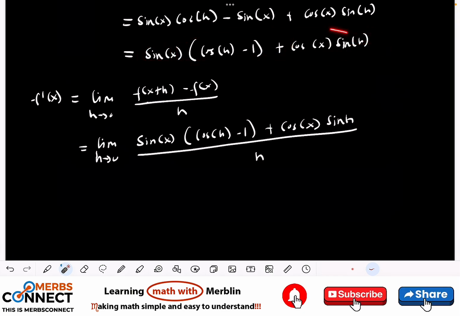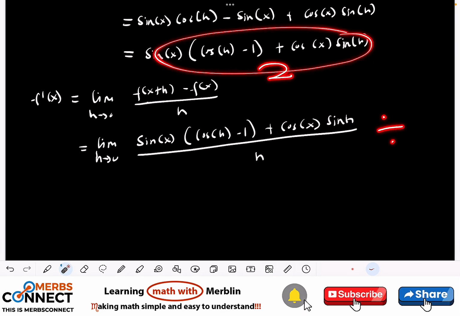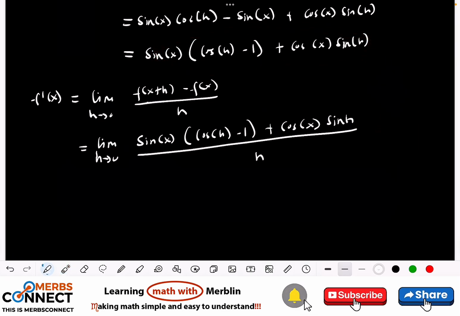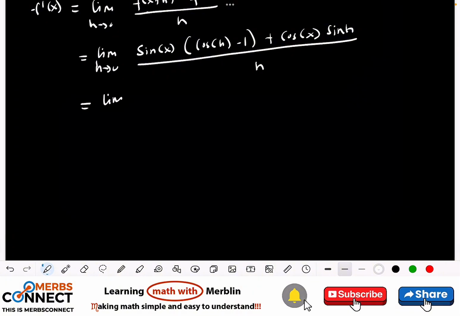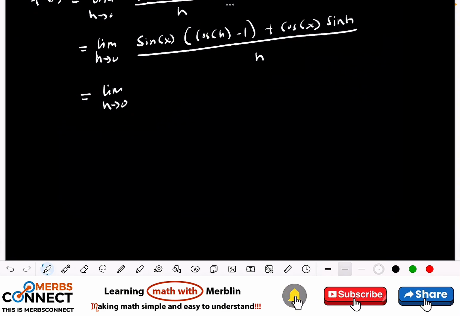So if this is divided by something, then we will do this one divided by h, right? So now let's apply the trig properties that we learned from one of my videos. You can go and check out how to evaluate the limit of trig functions so that you understand this better. We also learned that the limit of a constant is the constant, so don't forget.